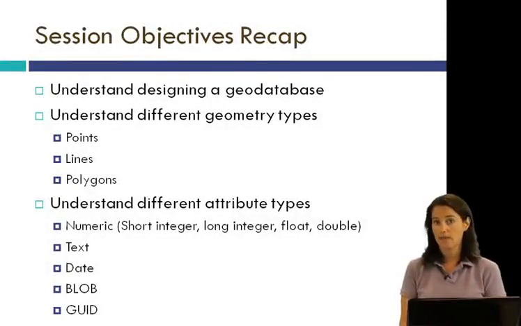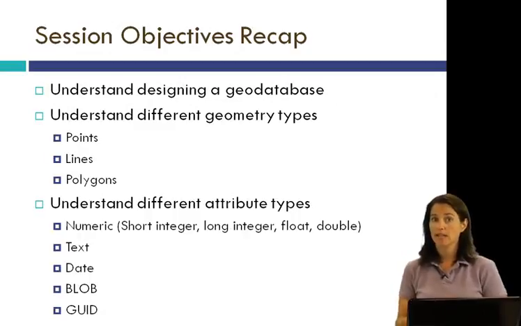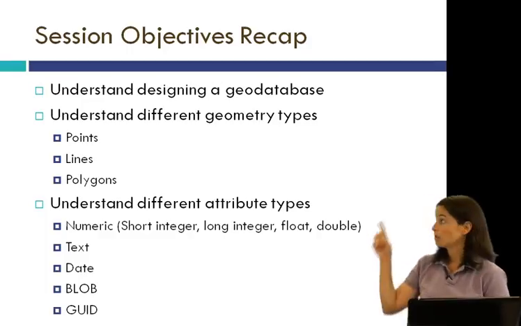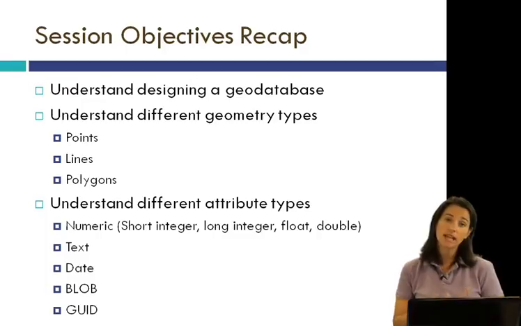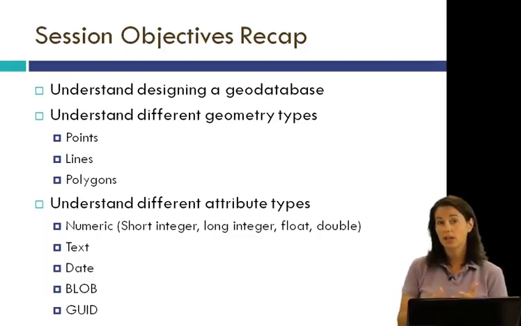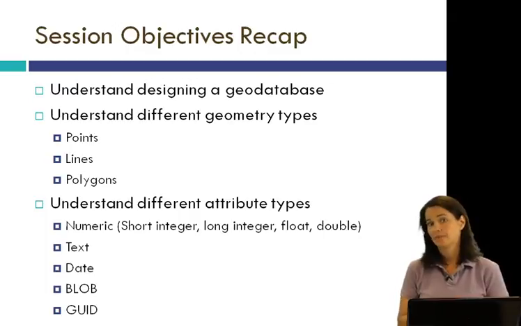So let's recap. Understand designing a geodatabase. Write it down, pass it around, sleep on it. A lot of things are set in stone. Understand different geometry types. There's the point, the line, and the polygons, also known as areas. Then understand the different attribute types. Numeric, remember there are 4 of them. Text, date. You don't really need to know blob or GUID. It's really just those 3, the numeric, text, and date.